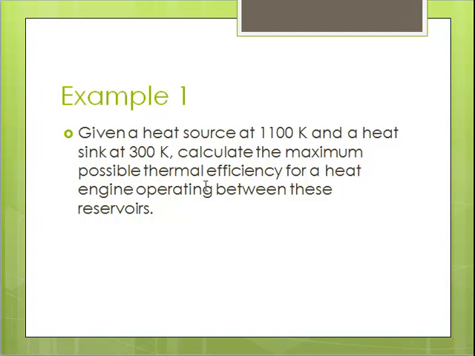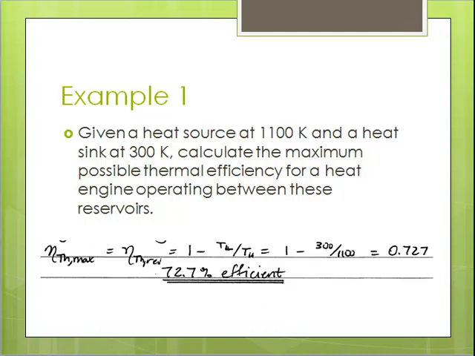If I want the maximum possible, that means I'm looking for the Carnot efficiency, the one involving temperatures. So the reversible is 1 minus TL over TH. TL is 300, TH is 1100. Be sure you do the division and then subtract from 1. I see that mistake a lot. And I get 0.727, or a lot of times we'll talk about it as a percent efficiency. Converting that over, 72.7% efficient. Remember, I'm always going to get a number between 0 and 1 for thermal efficiency.